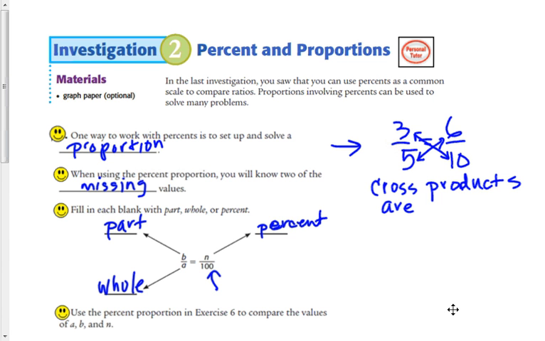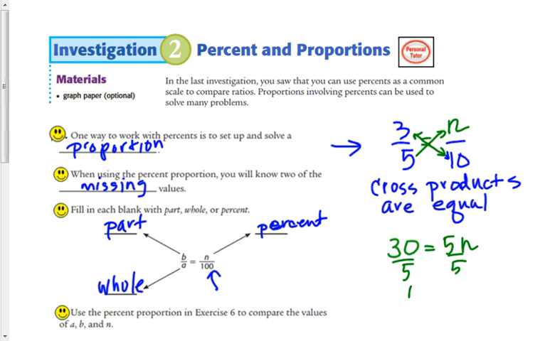So like we could, let's just pretend for a moment that the 6 is missing, and think about how you might find that. We know that 3 over 5 is equal to some number out of 10. And we know that 3 times 10 is 30. And this number, 5 times n, has to equal that because cross products are equal. So we can find that out by doing 30 divided by 5, and we get n equals 6. All right, so that's the idea here.